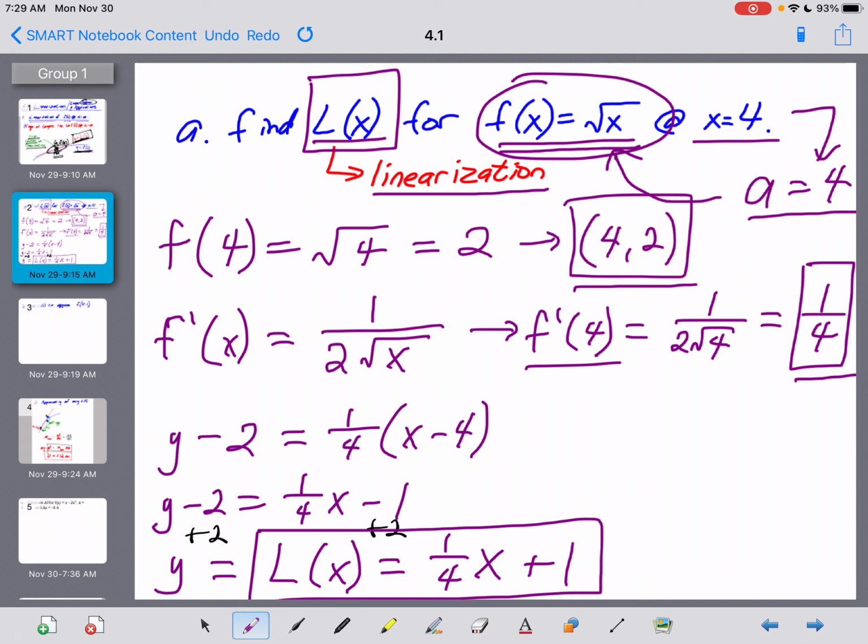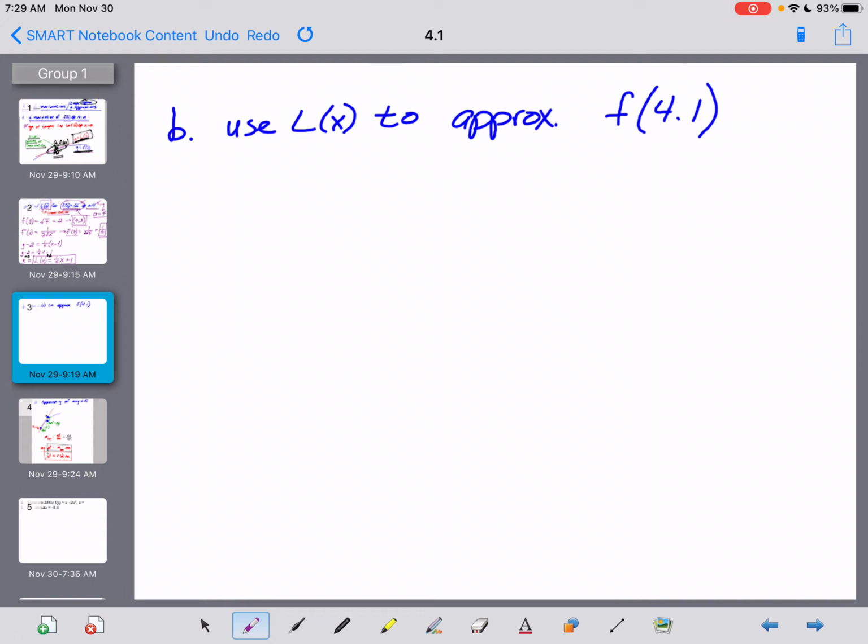So find L of x for that function there at x equals 4, and we've just come up with the linearization, the equation of the tangent line to this curve, y equals the square root of x, evaluated at that point of tangency, which was (4, 2). And now, what would that be good for? Let's move on to part B right here. We're now going to use L of x to approximate f of 4.1.